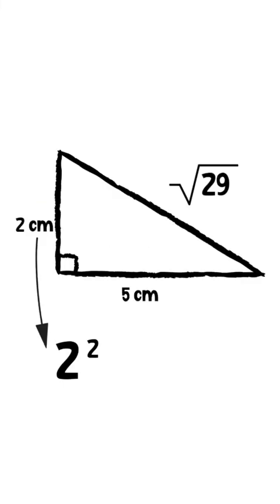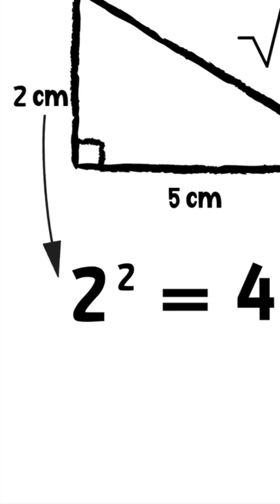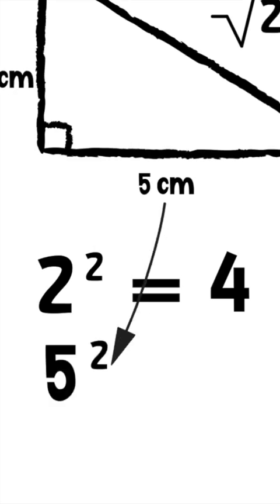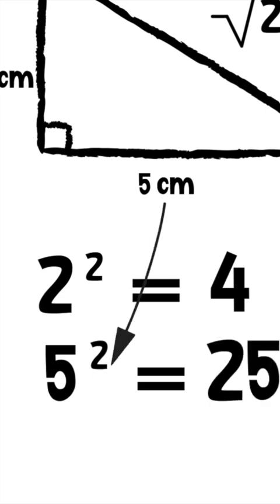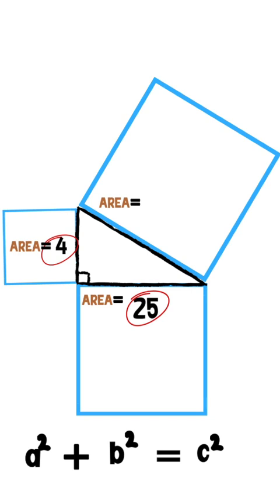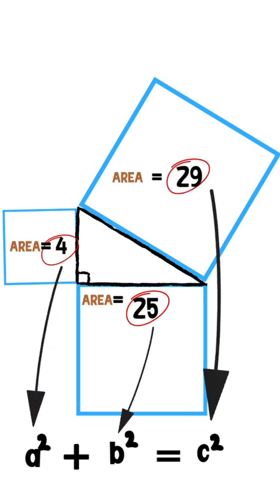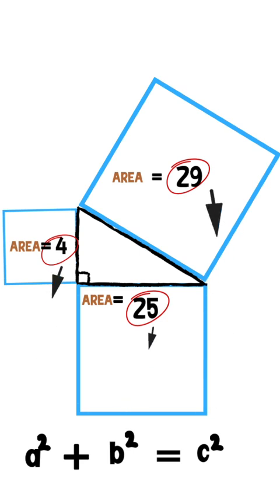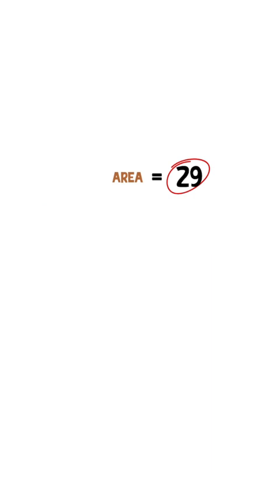2 squared is what? 4. And 5 squared is what? 25. Okay. And so we're going to add those two squared areas of the boxes over the legs, A and B. So 25 plus 4. And that's going to equal what? 29. Great. So then we know now the area of this box on the hypotenuse is 29.